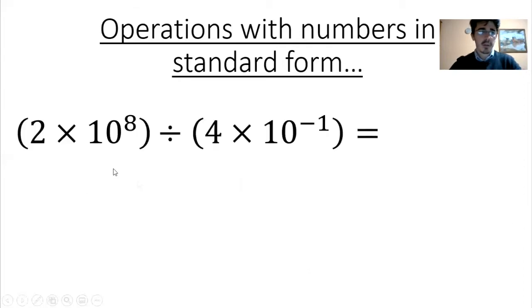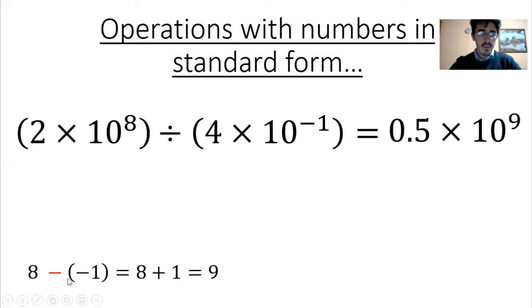One more example. Let's make the division. We have 2 divided by 4 is 0.5, and now we have a division between powers of 10. Okay, so we have to subtract 8 minus minus 1. 8 minus minus 1 is equal to 9. But why? Well, remember, if we subtract a negative number, if we have minus minus, we transform it into a plus sign, okay? So we have 8 plus 1.